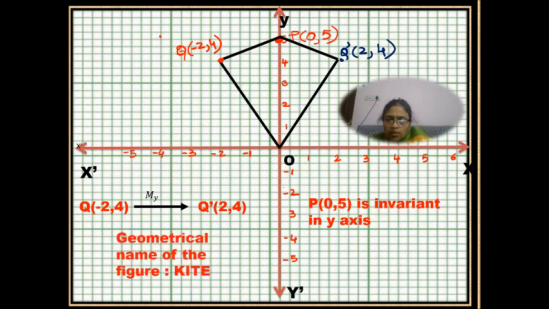Now, (0, K) when reflected in the origin is invariant. Hence, the value of K is 0 because only (0, 0) is invariant in the origin.